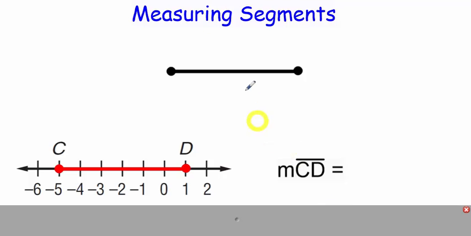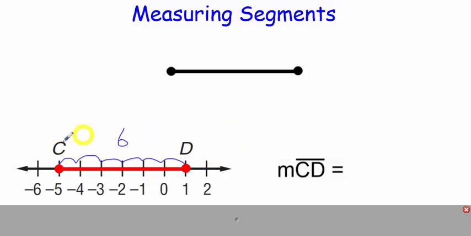So one way we can do that is we can place the object onto a number line, like this, and then what we can do is count the distance from one end to the other. And for example, 1, 2, 3, 4, 5, 6. So this has a length of 6 units.